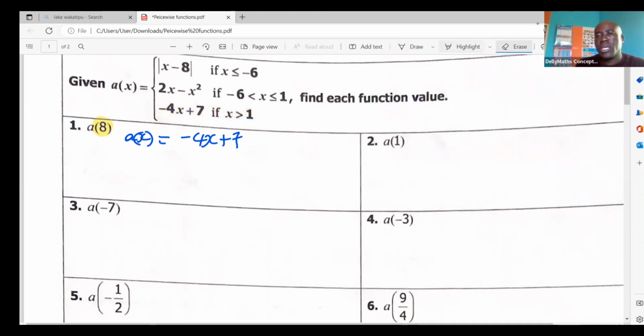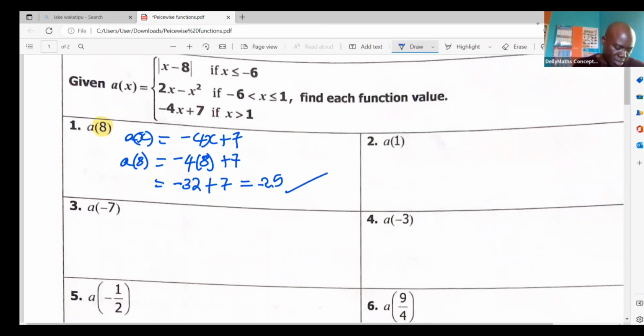Whenever you're evaluating a function, basically what we're doing is substituting the number for the letter in the function. So -4 times x will mean -4 times 8, and then we add 7. -4 times 8 is -32. And when you add 7, we're going to be left with -25. Sorry about that. So that would have been the correct response for that answer.